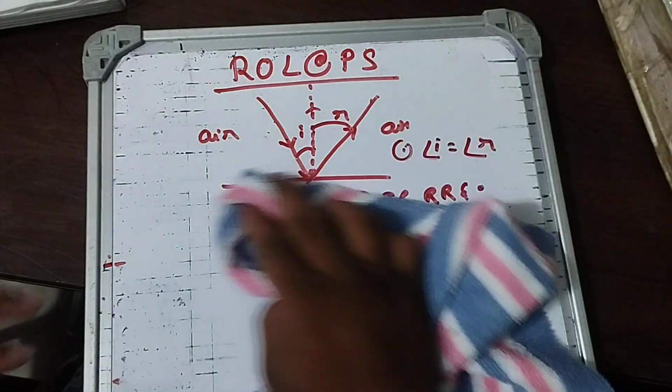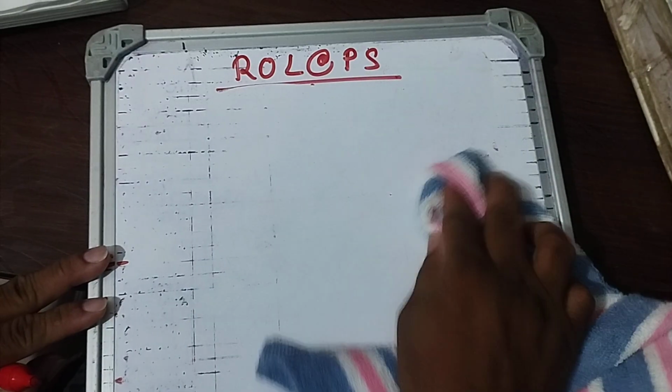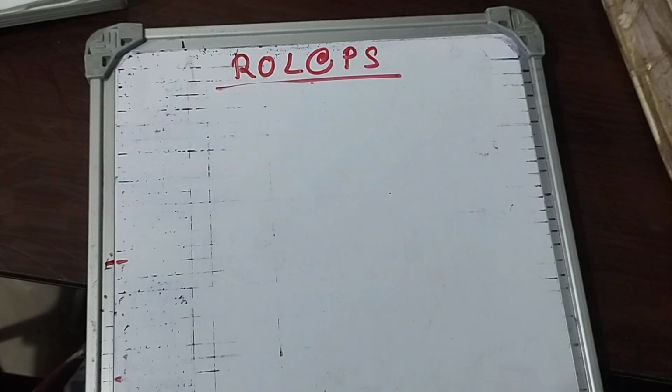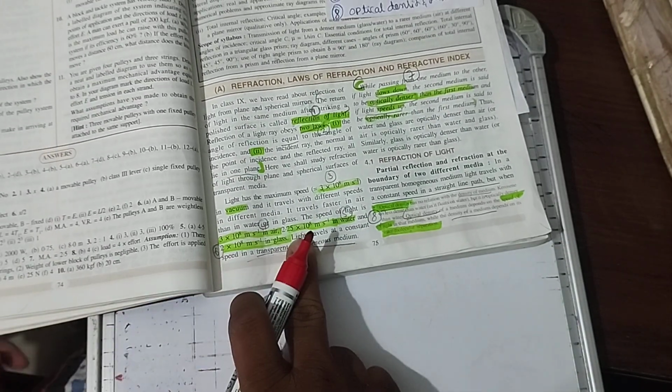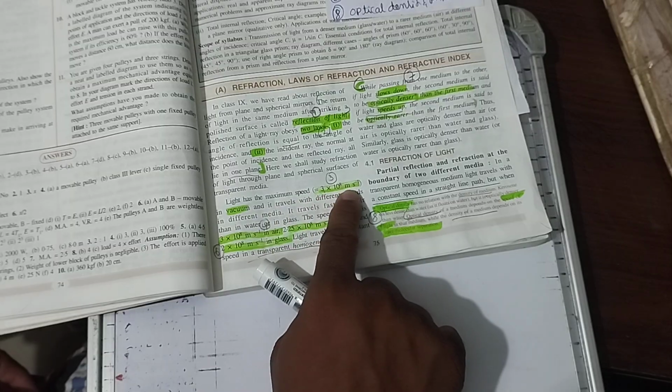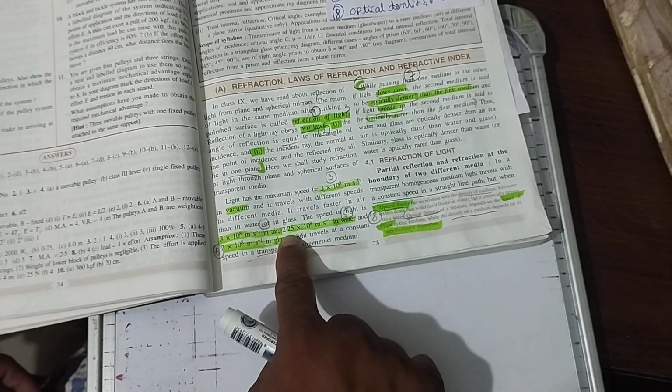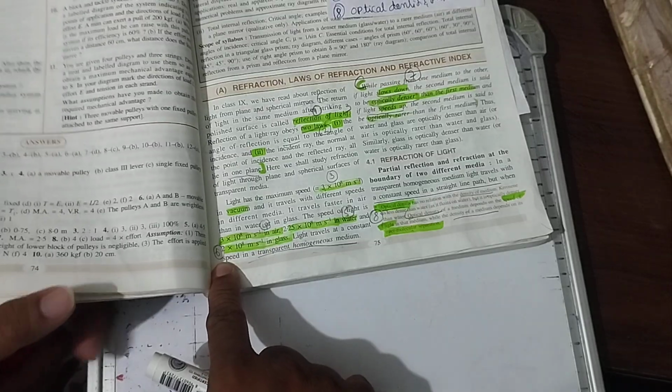Now we are going to study the refraction of light. For this we should understand the speed of light in different media, given in the second paragraph. In vacuum it is 3 × 10^8 meters per second, in air also the same, in water 2.25 × 10^8, and in glass 2 × 10^8.